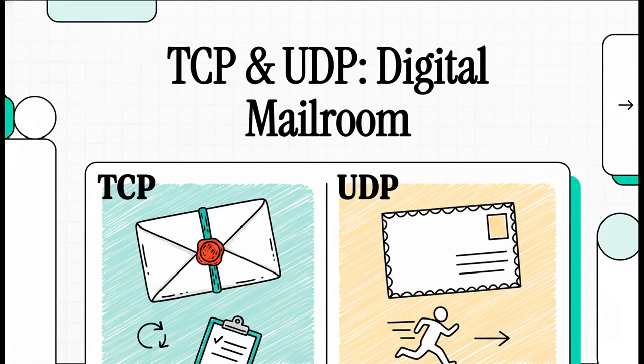You ever stop and think about how your computer can be streaming a movie, downloading emails, and letting you browse the web, all at the exact same time without getting everything tangled up? It really does feel like magic, but it's not. It's actually a brilliant system working just under the surface. All right, let's pull back the curtain on the internet's invisible digital mailroom.